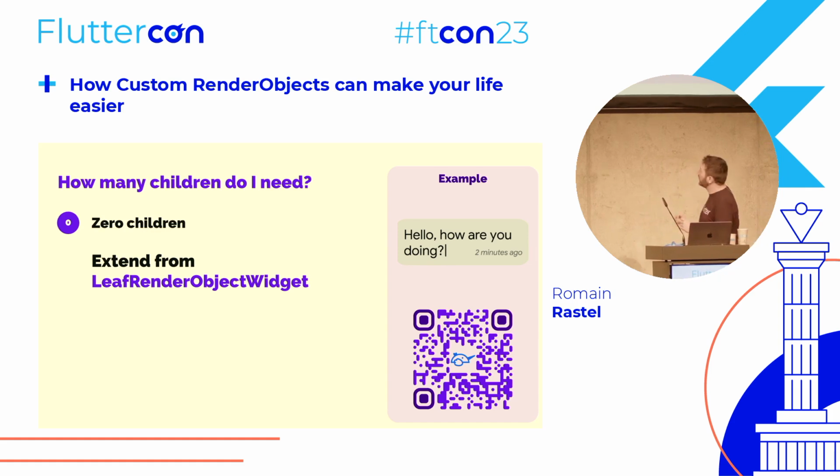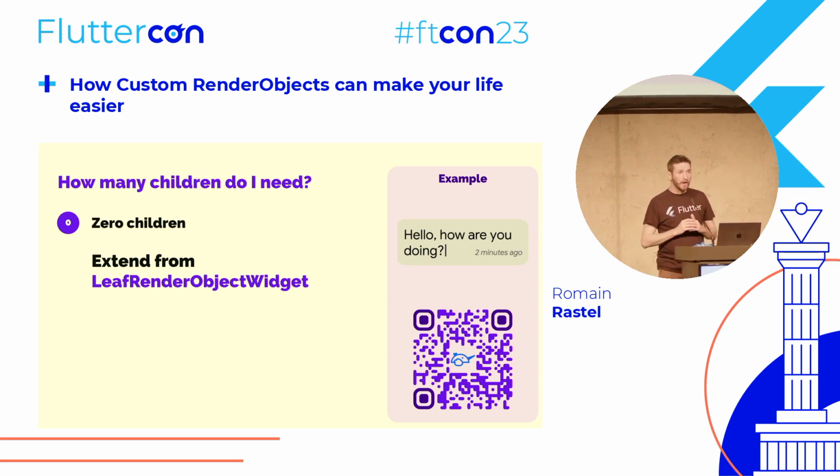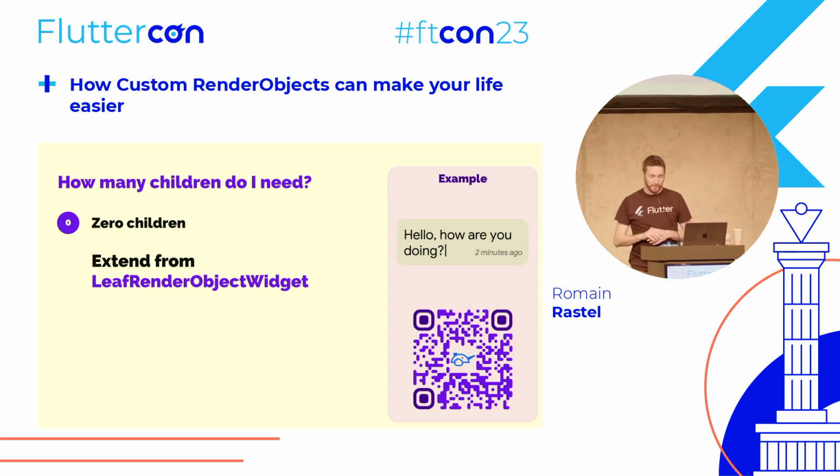As an example, we have this timestamp chat message where we want to put the timestamp on the last line of the message if there is enough space to do that, and if there isn't enough space, we put it on a new line. Craig Labence published a great video about render object where he focuses on this example. So if you have never watched it before, I advise you to scan the QR code here and watch it after this talk.